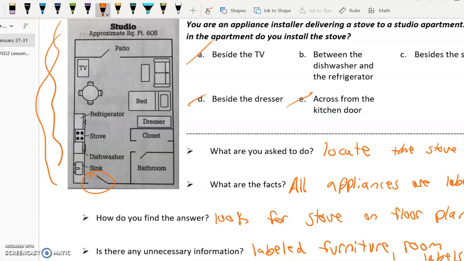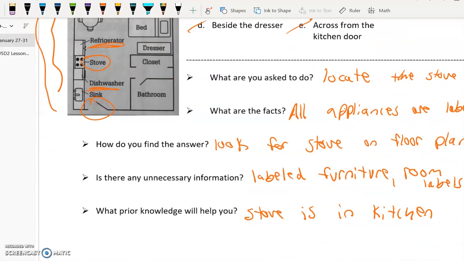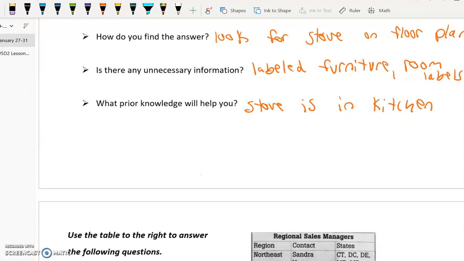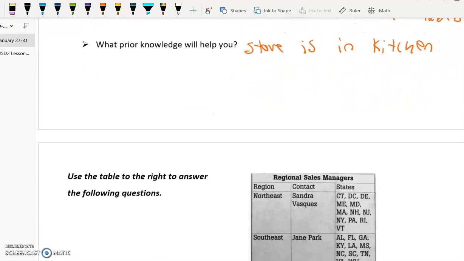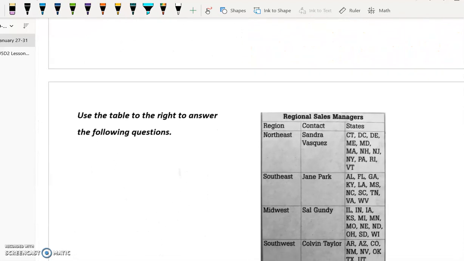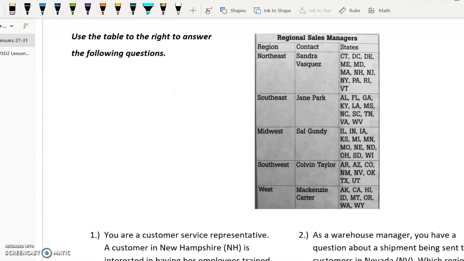Beside the sink, this is another possible because your stove could be next to the sink in the kitchen, right? But actually, in this case, it's not next to it, so we can rule that out. And the last option says between the dishwasher and the refrigerator. And sure enough, it is actually between those two, and B is going to be our final answer. So like I said, you probably answered that question in a couple of seconds, but you have to just sometimes slow down with the information and don't assume that you know everything.